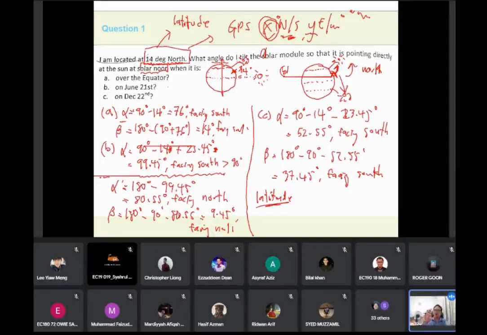Okay, so latitude. If we are in the north, we are going to face the equator. Everything must be based on the equator in the first place. So once we know whether we are in the north or south, we face the equator. If we are in the north, the equator at zero is lower than our latitude, so we face the south, like in Kuala Lumpur or in this question.